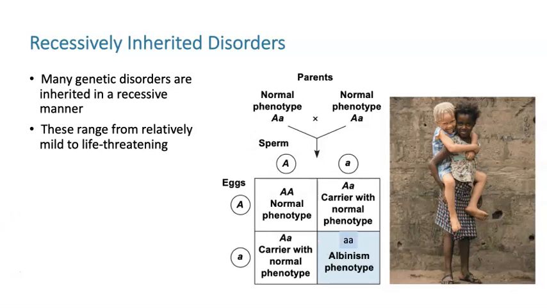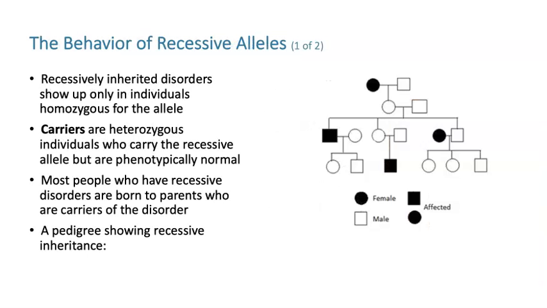Again, we're going to use this principle to help us understand pedigrees. If a disorder is recessive, then you have to be homozygous recessive in order to have the disorder. We use the word carriers. That's actually an important word for looking at pedigrees.